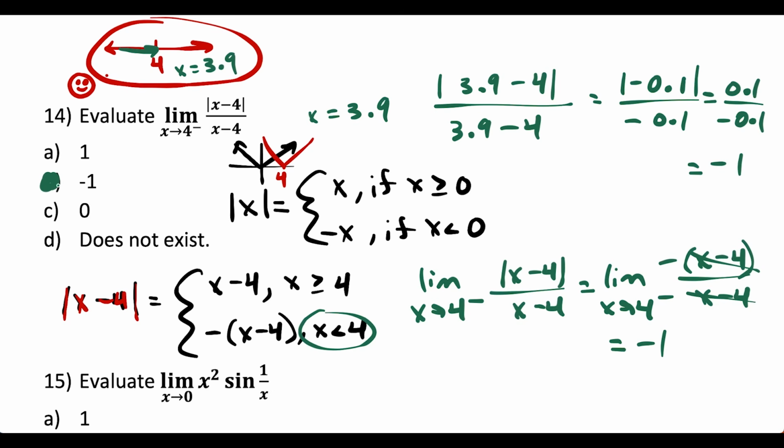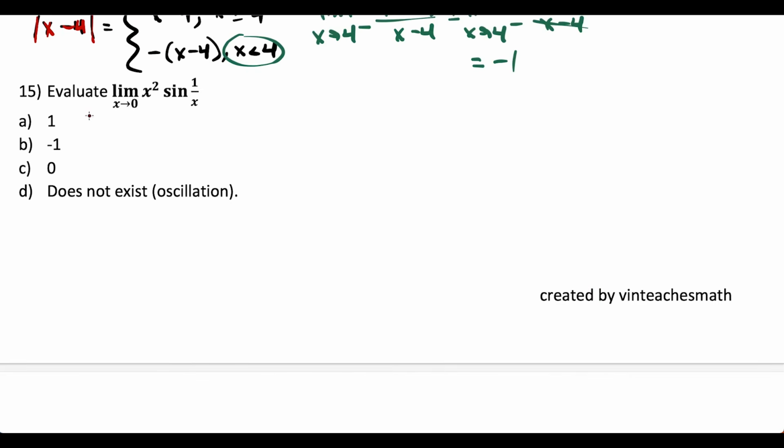So that's another reason why this is choice B. But once again, on the AP test, time is money. So just plugging in something like x equals 3.9, you'll be done in seconds, but this is a more technical solution. So question 15, we're going to evaluate this limit, and let's go ahead and use the squeeze theorem.